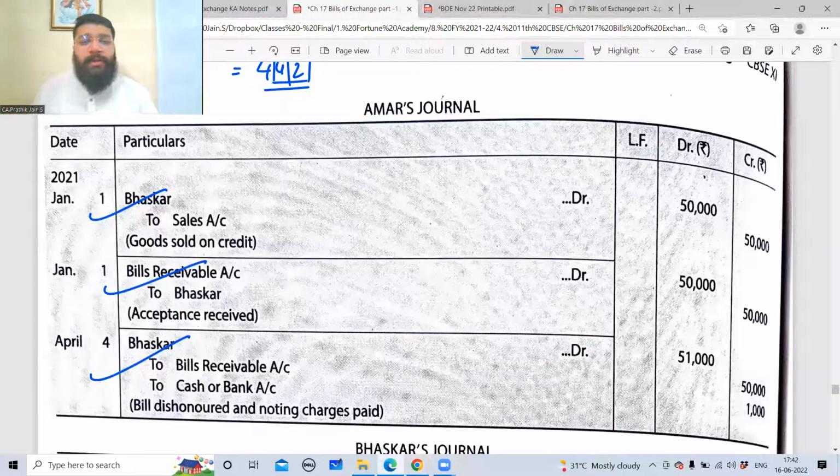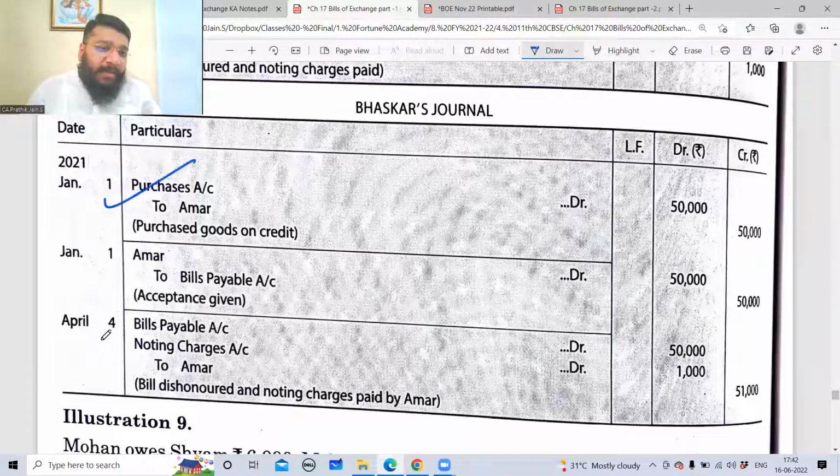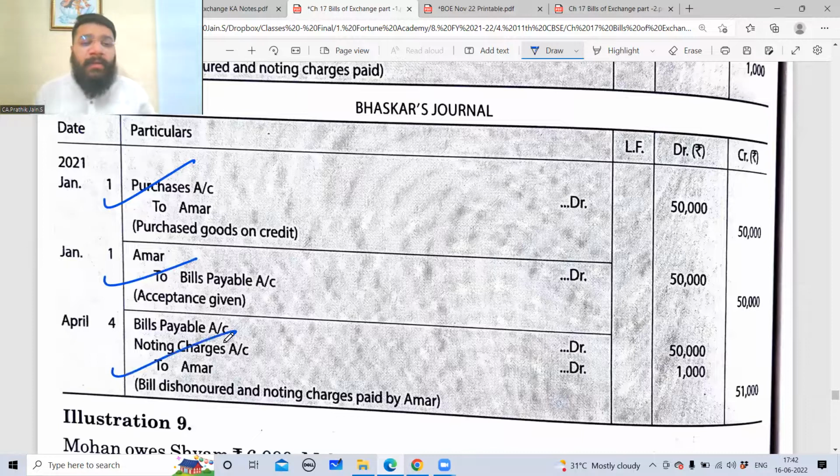Tell me guys, clear, not clear? Purchase entry, bills of exchange entry, dishonorment entry.